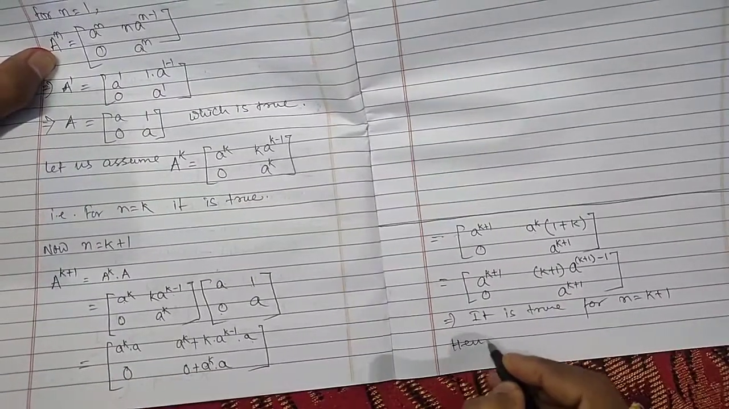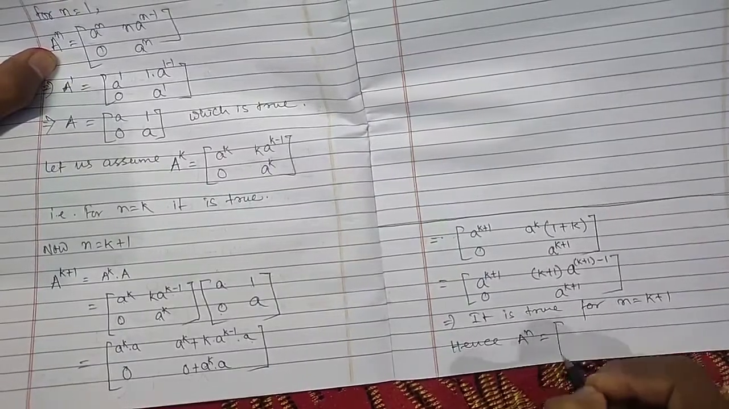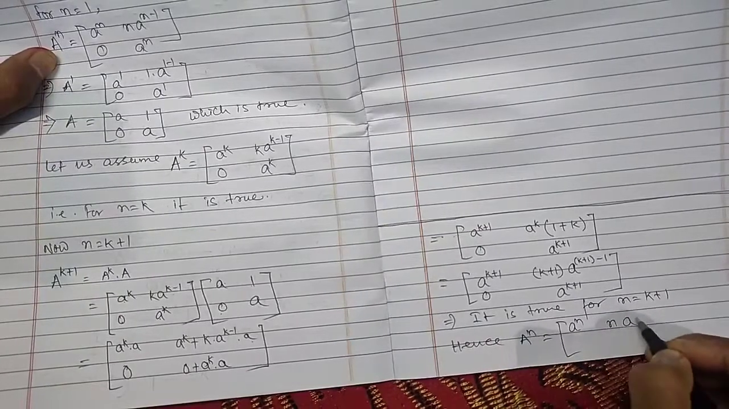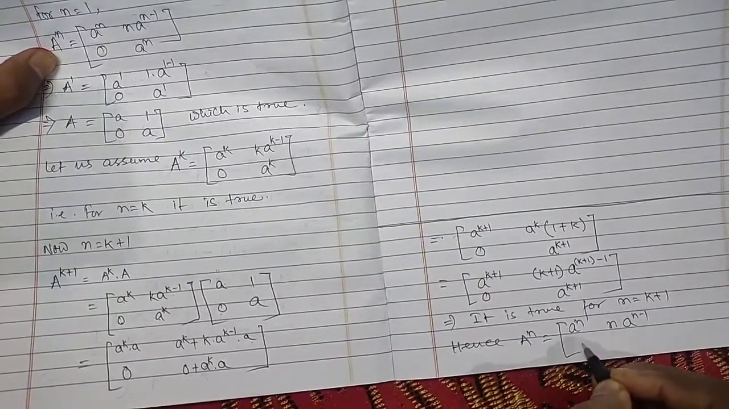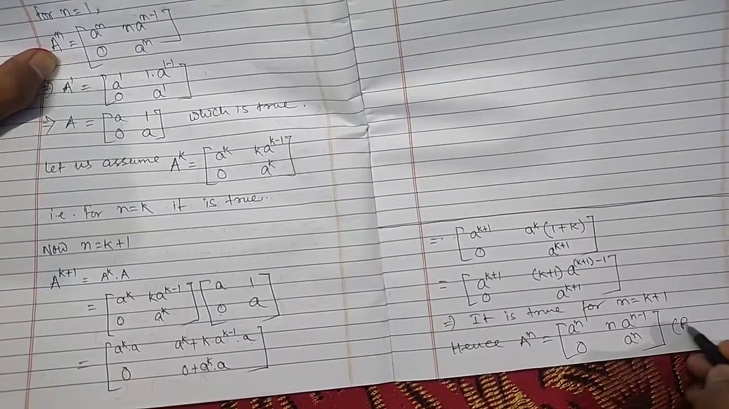Hence A to the power n equals [a^n, 0; n a^(n-1), a^n]. So this is true, proved.